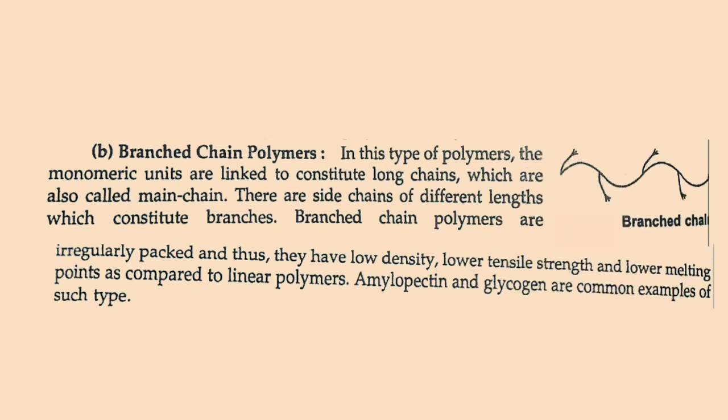Next is branched chain polymers. In this type of polymers, the monomeric units are linked to constitute long chains, which are also called main chain. There are side chains of different lengths, which constitute branches. Branched chain polymers are irregularly packed, and thus they have low density, lower tensile strength, and lower melting points as compared to linear polymers. Examples of this type are amylopectin and glycogen.